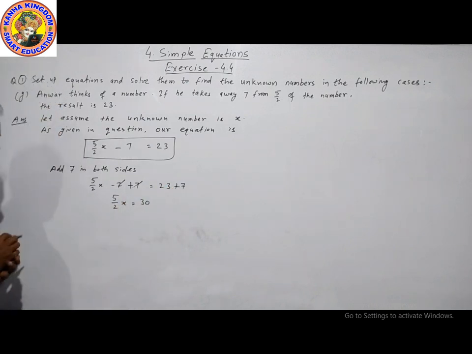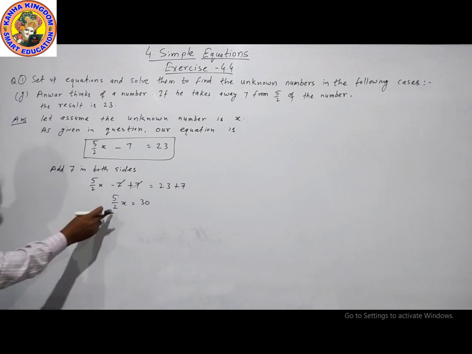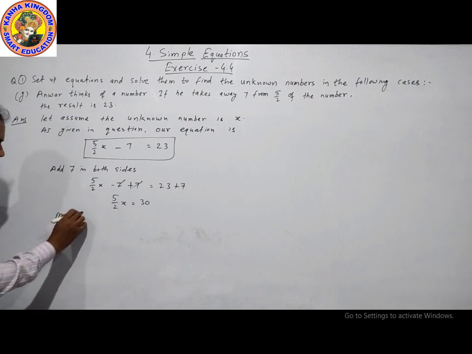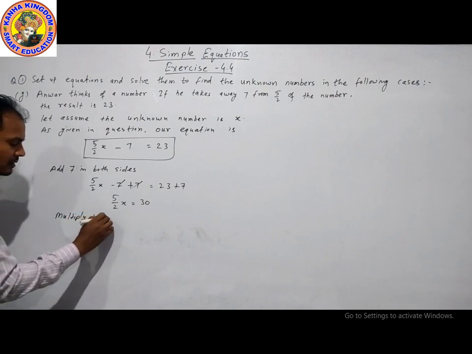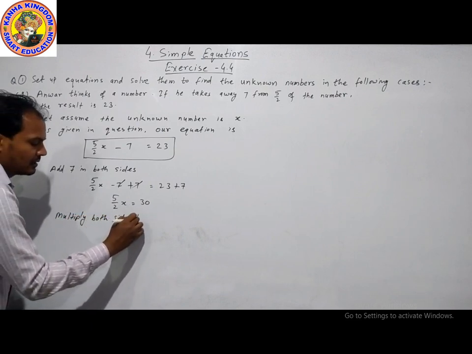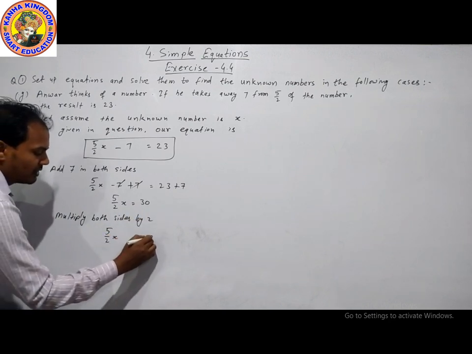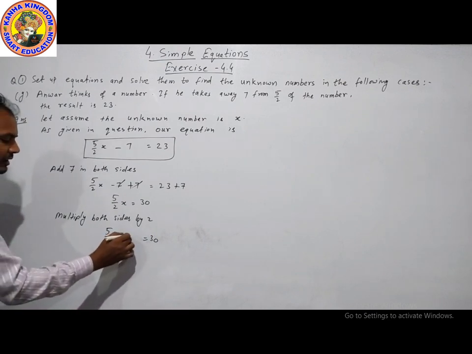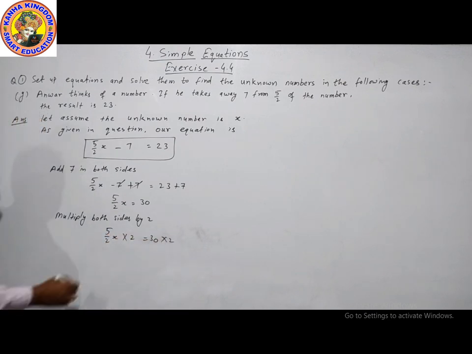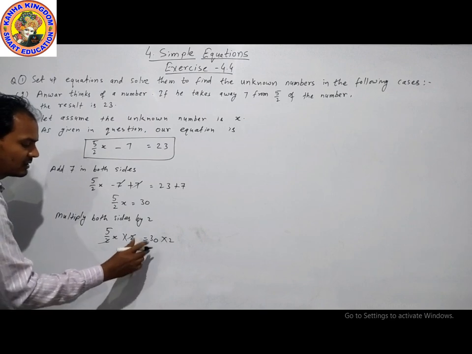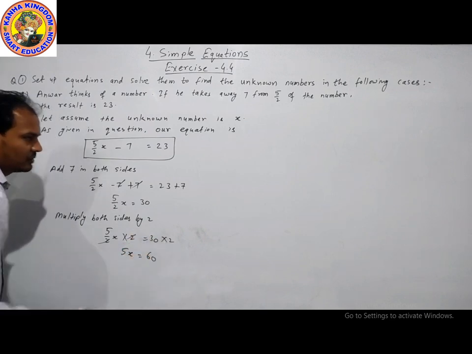Now here is divide by 2. How to remove divide? We will multiply. Now we will multiply by 2. Multiply both sides by 2. Our equation is 5 by 2 x is equal to 30. On both sides we will multiply by 2. 2 and 2 will be cancelled. Here is 5x, 30 into 2, 60.